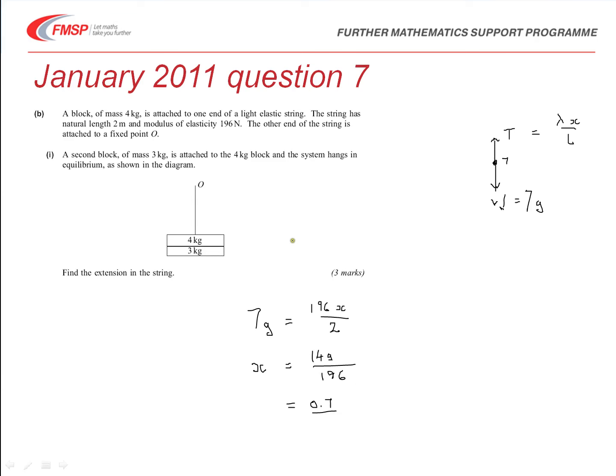Again, 3 marks, so a method mark for realising how to calculate the tension. So that's 1 mark at that point. For obtaining this expression for x, there'll be a mark, and then an accuracy mark for obtaining the 0.7.